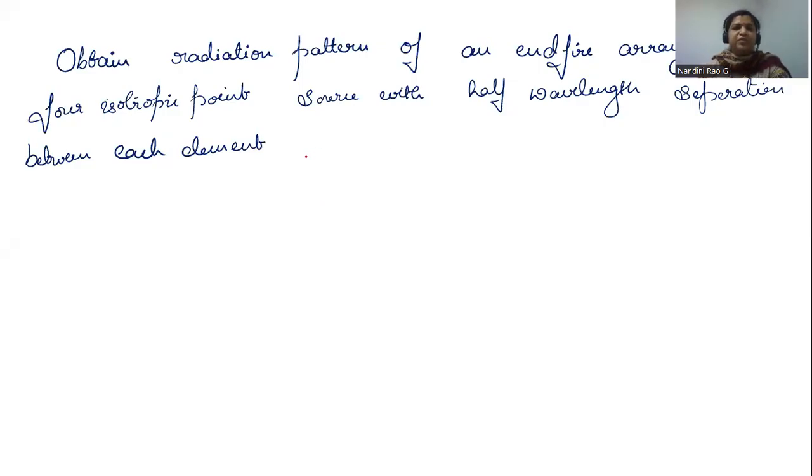Hello everyone. Today we'll be solving the numerical on antenna radiation pattern for array antenna. The given question here is: obtain the radiation pattern of an end-fire array of 4 isotropic point sources with half wavelength separation. I'm underlining the important words here.